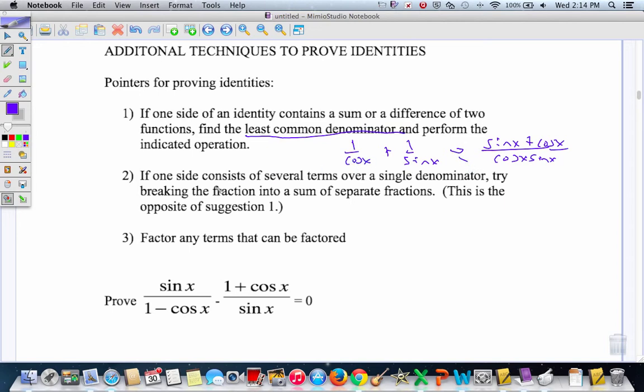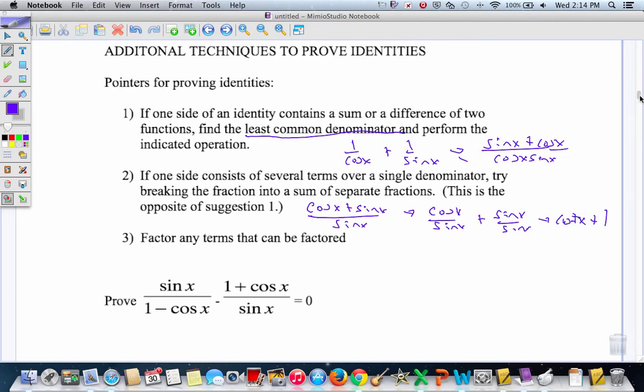Number two, if one side consists of several terms over a single denominator, try breaking the fraction into a sum of fractions. This is the opposite of suggestion number one. Let's say we have cosine plus sine all over sine, and we want to simplify that. The other direction is to write that as two separate fractions, cosine over sine plus sine over sine, which would become cotangent plus 1, cosine over sine being cotangent and sine over sine being 1. So there's breaking one fraction into two separate fractions to simplify or come up with a possible proof of the identity.